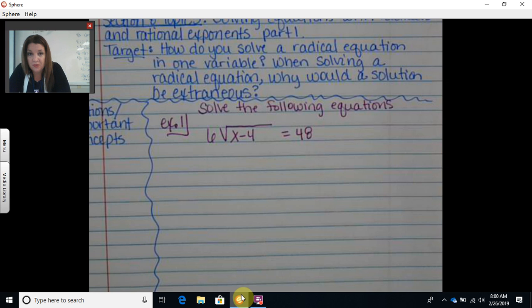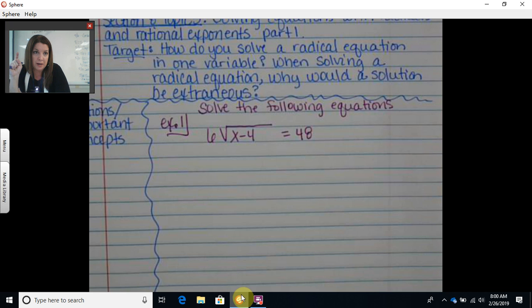When you're solving a radical equation, the first thing you want to do is get it isolated. So if there's anything outside of the radical on the same side of the equation as the radical, you want to get rid of it before you do anything else, okay? So this one, you can obviously see that it's not isolated. What's on the outside? A 6. And since that 6 is right next to the radical, it's being multiplied. So how am I going to undo that and get rid of that 6?